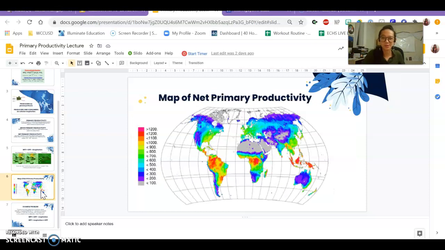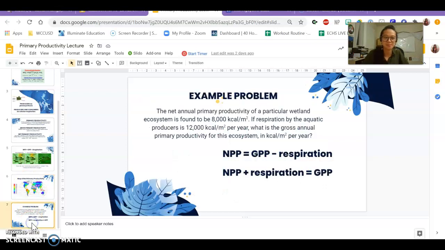We looked at this map and we wrote some ideas in the chat about what kind of trends we see in this map and maybe why that is, and how this might relate to biomes, which we're going to be talking about next. And then we did an example problem about NPP, GPP, and respiration.